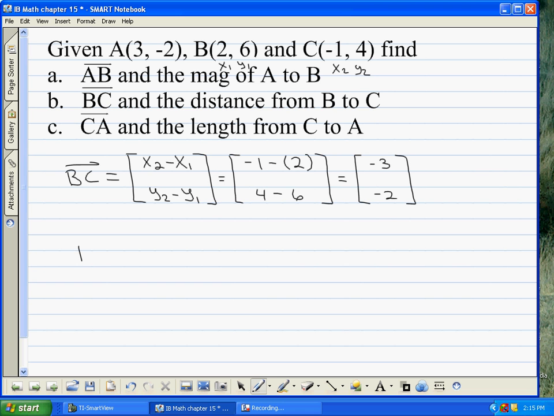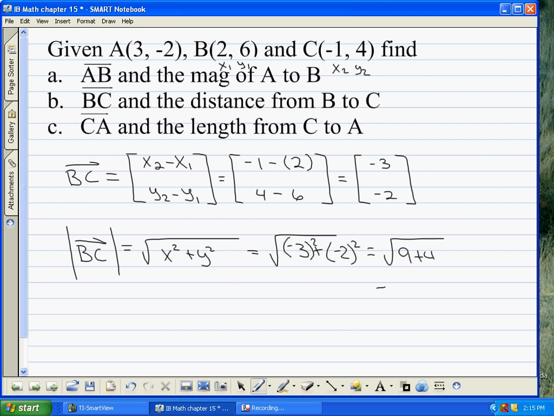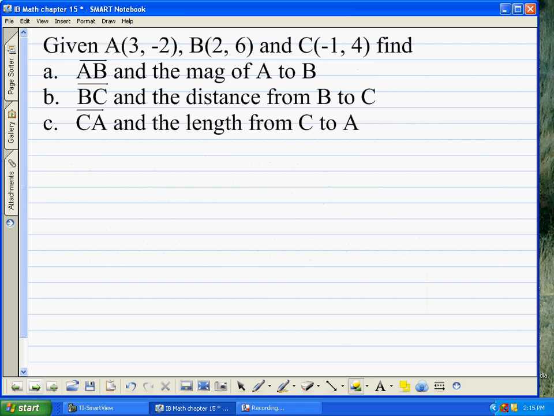The magnitude of vector BC, which is written in absolute value, is equal to the square root of x squared plus y squared, which is equal to the square root of negative 3 squared plus negative 2 squared, which is the square root of 9 plus 4, which is equal to the square root of 13. Here is my magnitude, and here is my vector in component form. Hopefully, this will be enough information for you to find CA. Please hit the pause button, which I believe is located somewhere down here or here, and work this out.